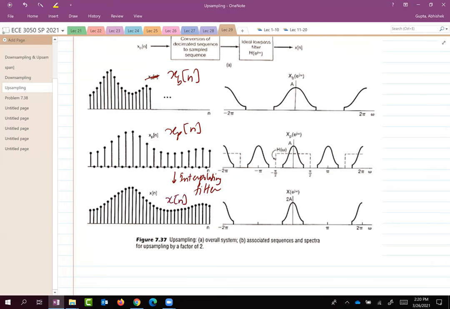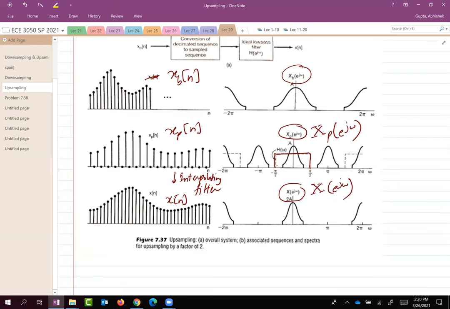And this is what's happening in the frequency domain. You have this Xb(e^jω). Because you added zeros in between, you have actually compressed the omega axis. So this becomes your Xp(e^jω). And then you pass it through this low pass filter H(jω). This is your low pass filter. And you are basically getting X(e^jω).